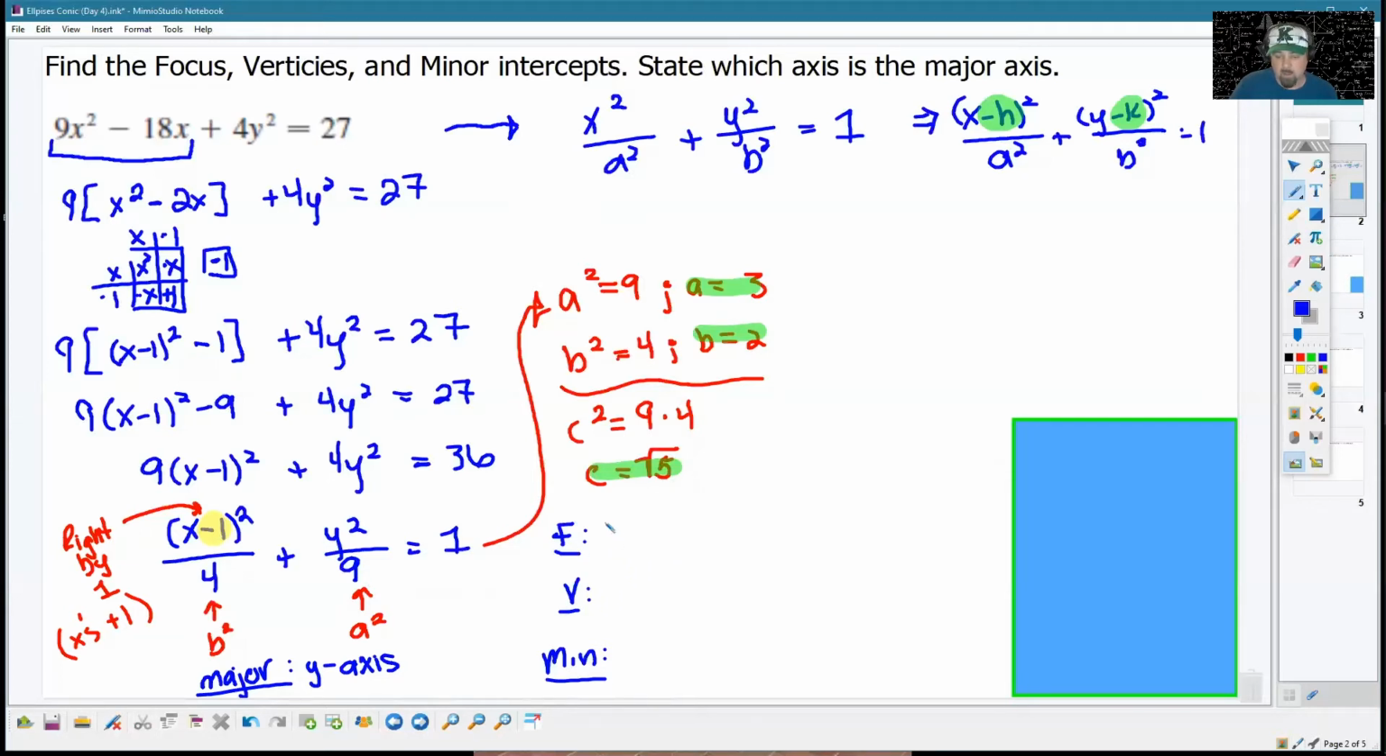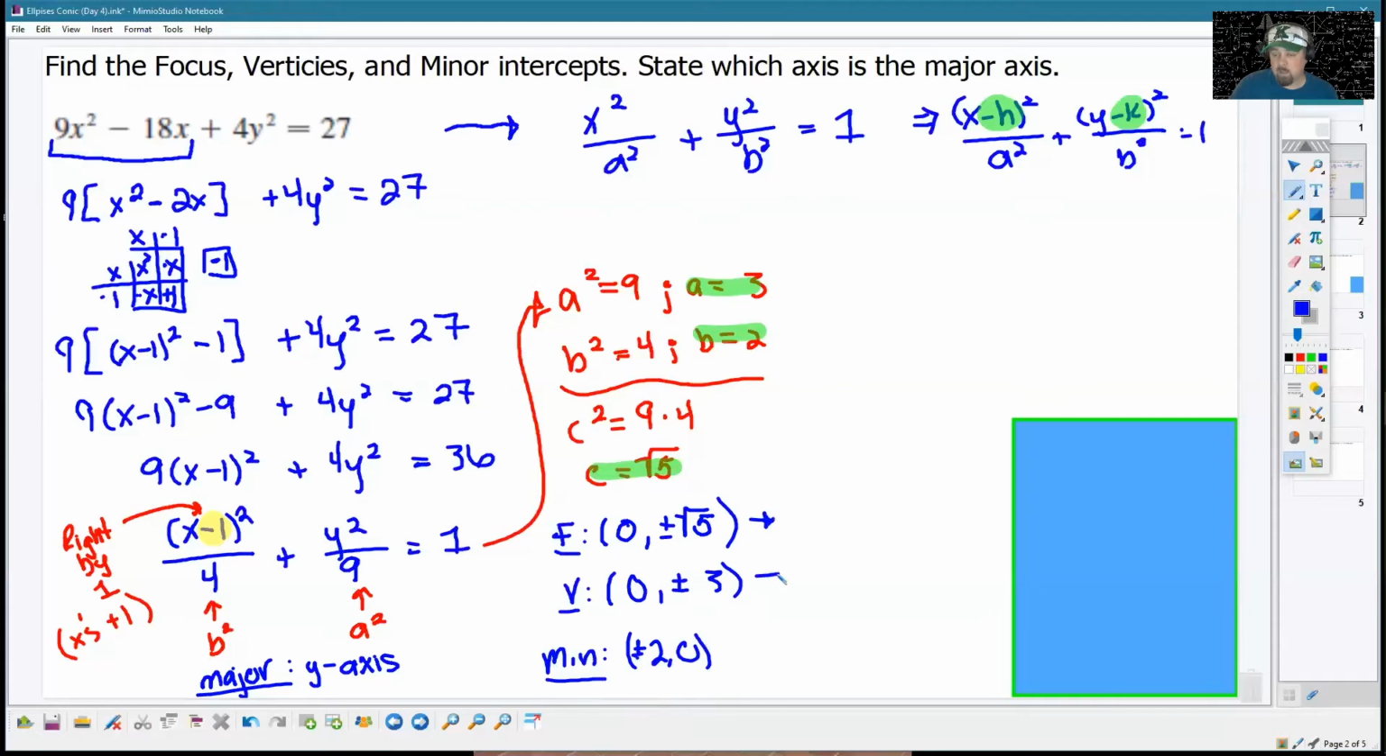So that means the focus was determined by C, and that's going to be a y value. Our vertices are also going to be a y value. Those are determined by A. So that's going to be 0, plus or minus 3. And our minor intercepts are B's, and those are going to be x's, plus or minus 2, 0.